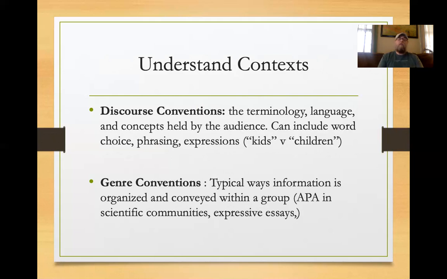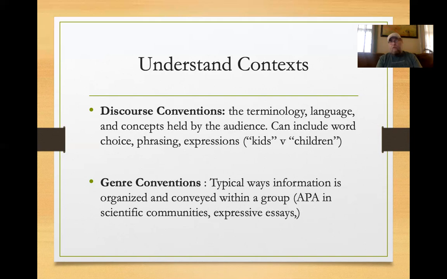Anyway, discourse conventions versus genre conventions. Discourse conventions are the terminology, language, and concepts held by the audience. So, in other words, if you're writing for a 5-year-old, you're probably not going to be using academic discourse used at the college level. You're going to use a different discourse convention. If it's more of a casual atmosphere, you're going to use a casual register. Hey, you kids. Again, it's not that one writing is better than the other, or one's right, one's wrong. It's just that one's more appropriate. In academic discourse, for example, you never address your audience in the second person. You never say you. It's very imprecise.